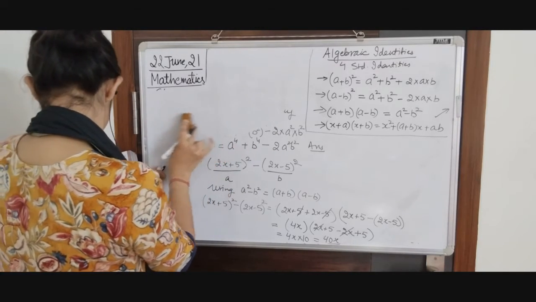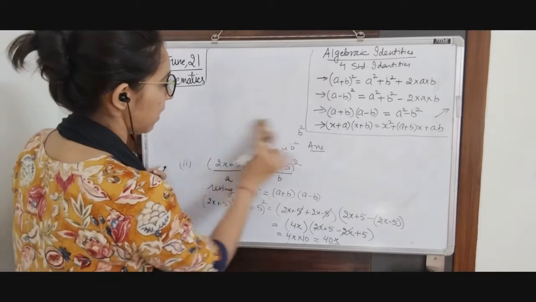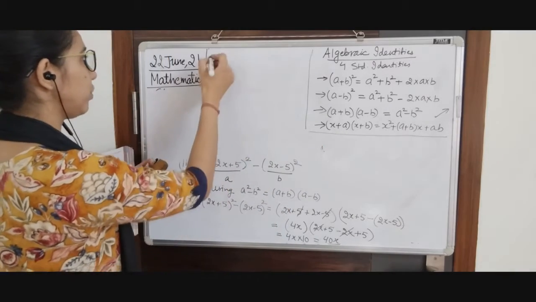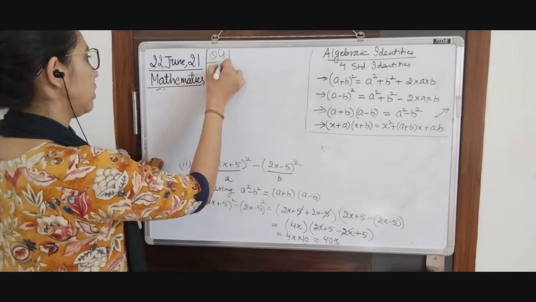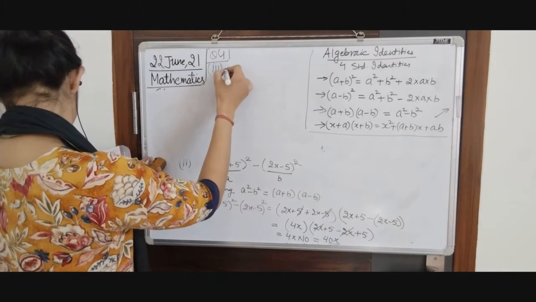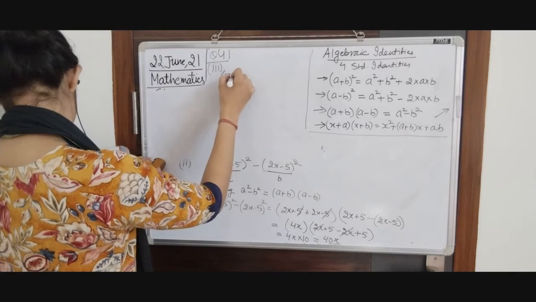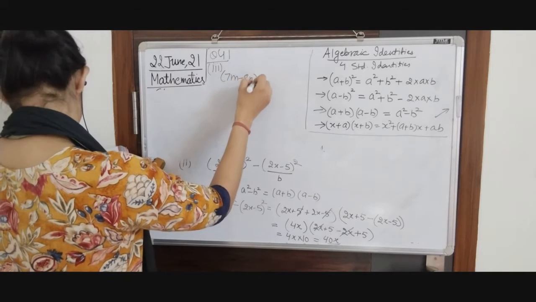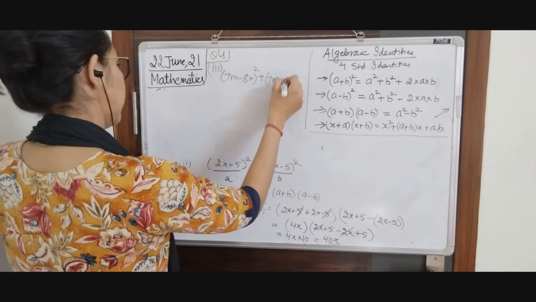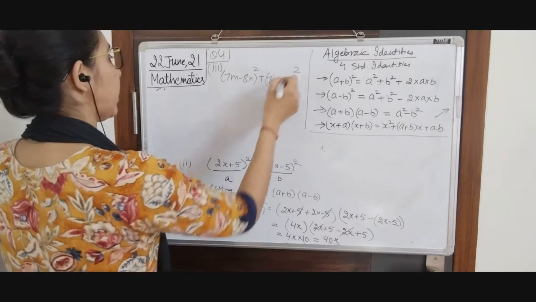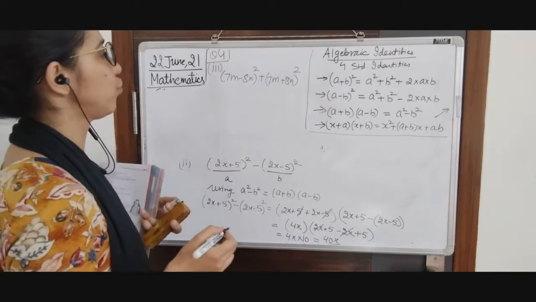and part 3. In part 3, question number 4, we have to find out (7m minus 8n) square plus (7m plus 8n) square. Now which identity or identities should we use?